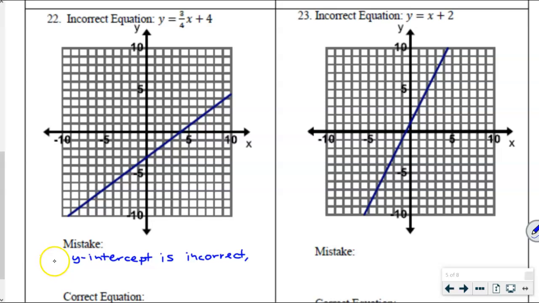Oh, good catch. I actually didn't recognize that. They put +4, they recognized that that was the x-intercept. That's just not how we write those equations. Good catch. Yeah, y-intercept is incorrect. They used the x-intercept instead.